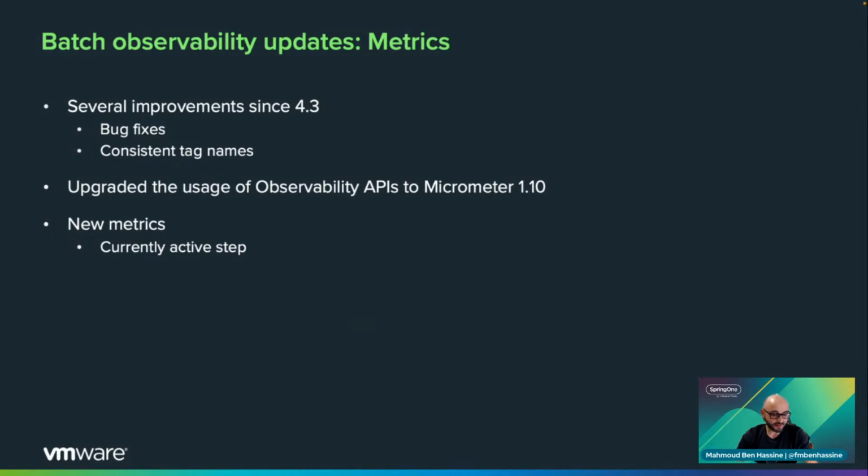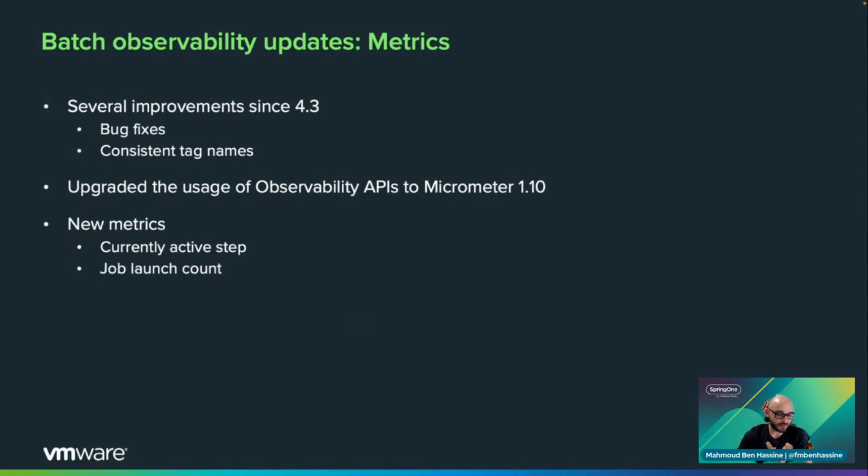So this is very nice when you have a job with a lot of steps, and at some point you want to know the currently active step. If you have a dashboard, you can drill down and see, okay, my job is currently running step number 10, for example. So this is nice if you have a lot of steps.